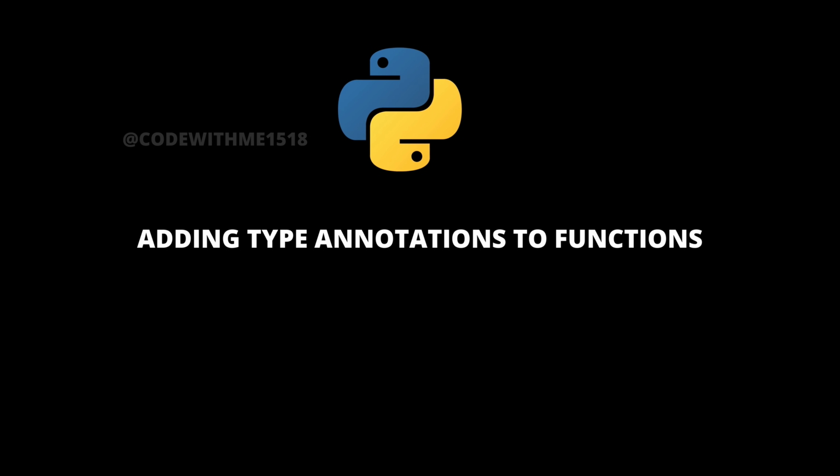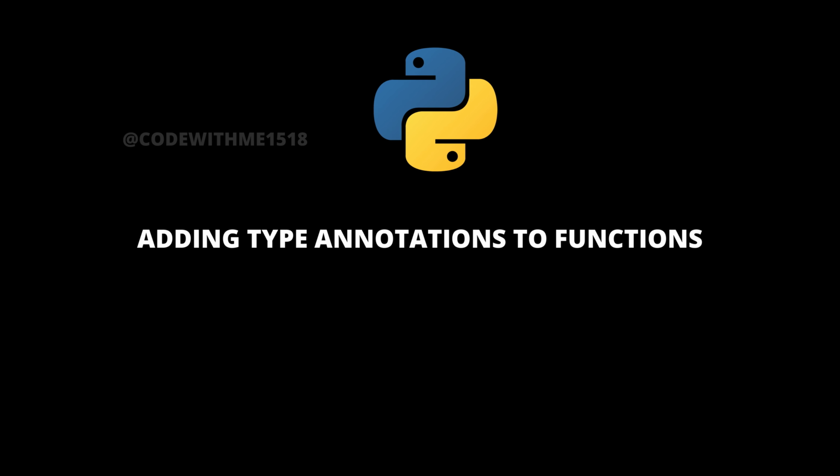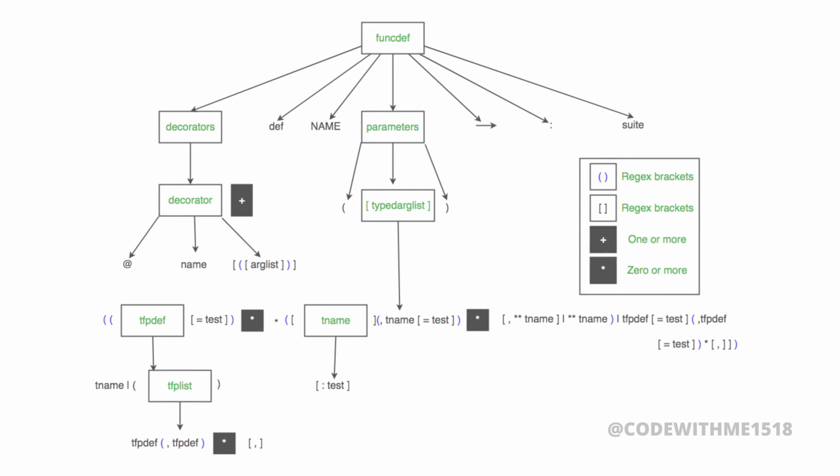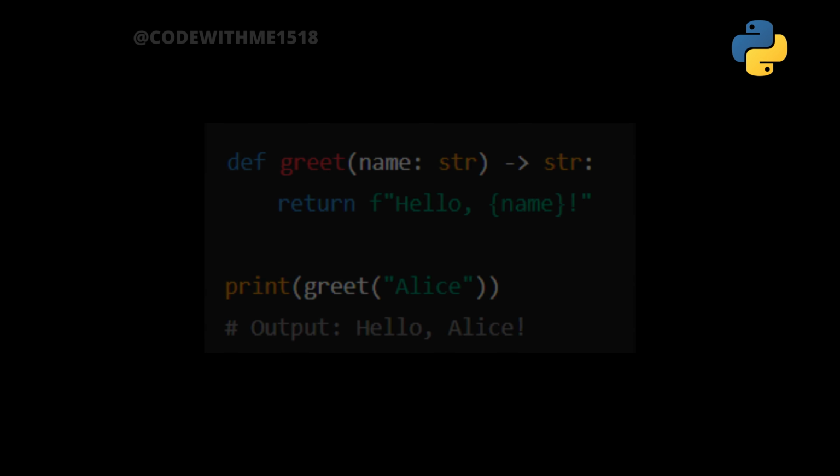Finally, let's talk about function annotations. Type annotations in Python provide a way to indicate the expected data types of function arguments and return values, making your code more readable and easier to debug. Here's how you can add type annotations to a function.